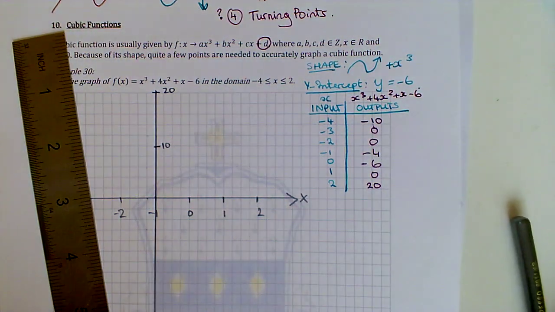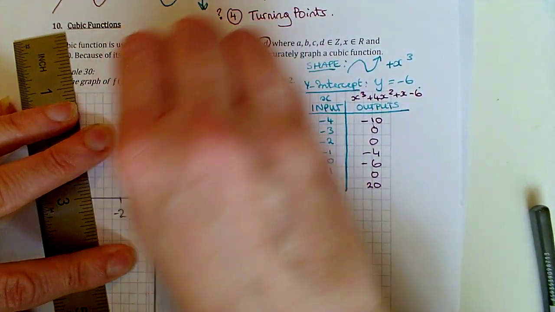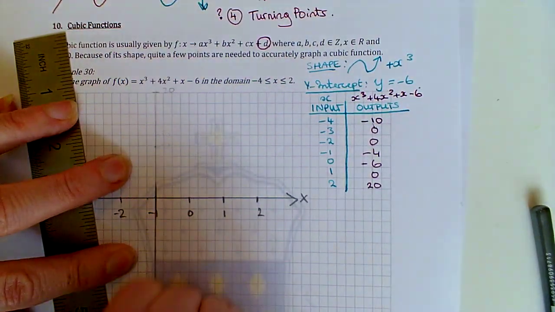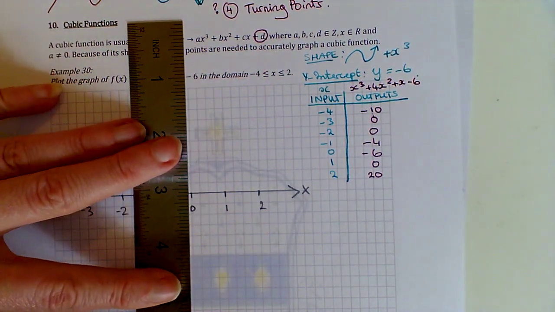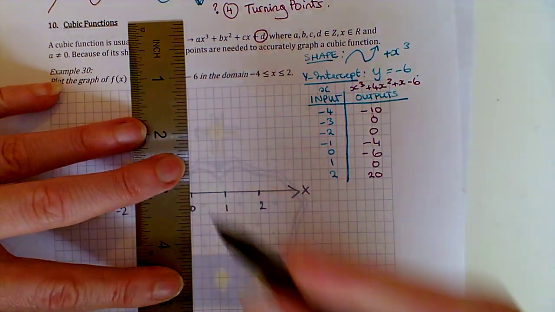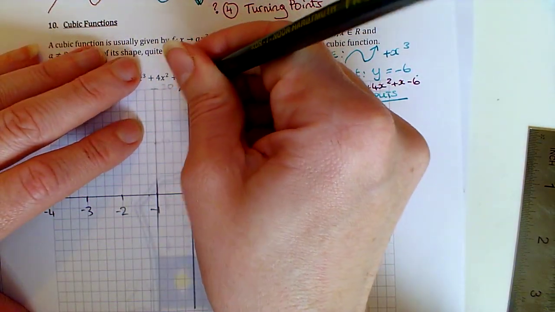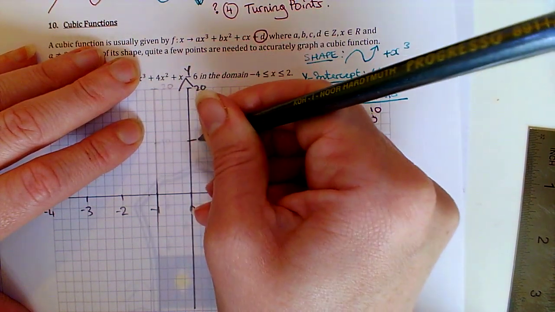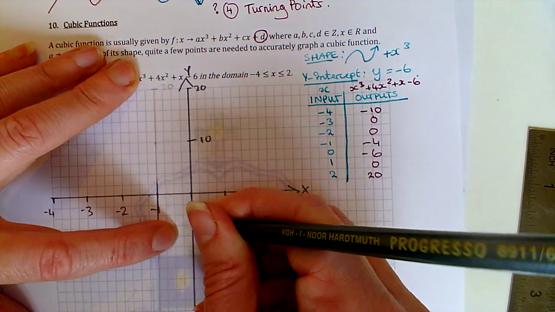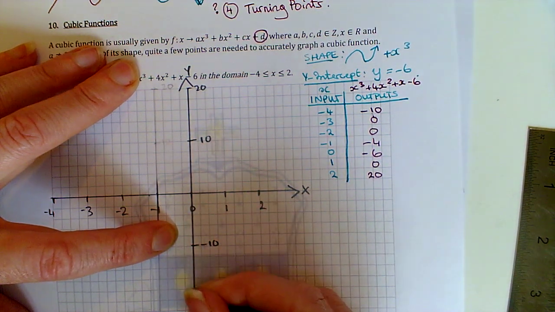Oh, I've drawn it in the wrong place. I should have gone through 0, not through minus 1. Sorry for shaking that. Let's move this over. Now, my y-axis goes up as far as 20, 10, minus 10. I can fill in minus 20 as well.